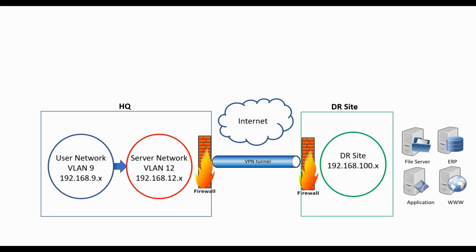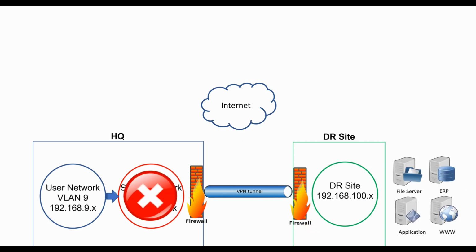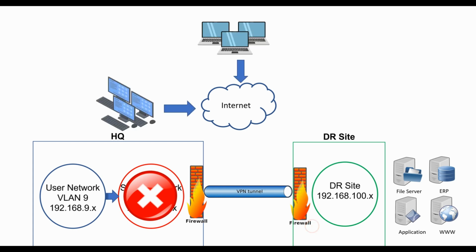In normal operation, the backup server will perform the backup daily in the headquarters and the DR site. When disaster happens in the headquarters, we will start up the servers in the DR site. Users can use either the VPN client or network-to-network VPN to access the server in the DR site.